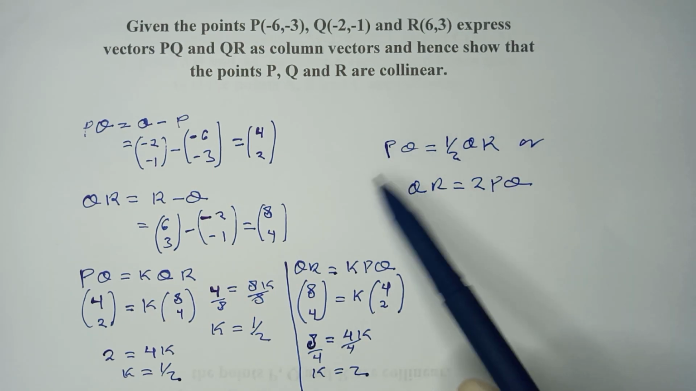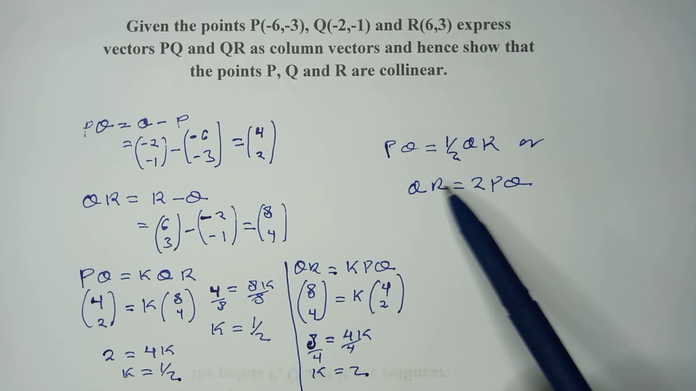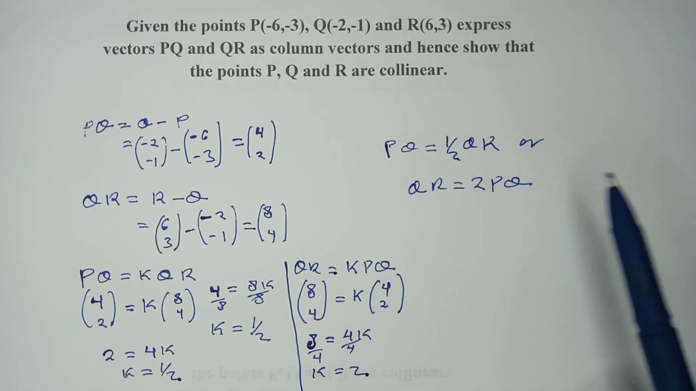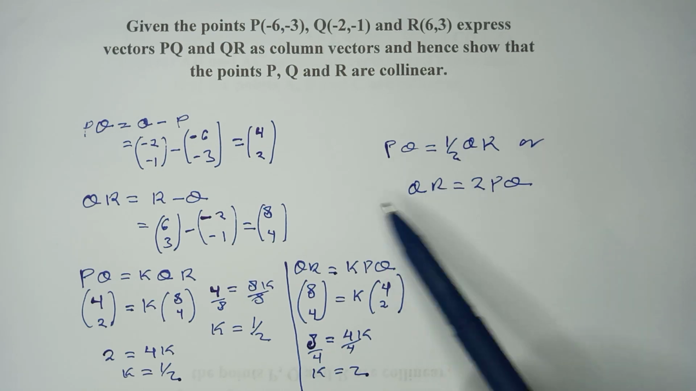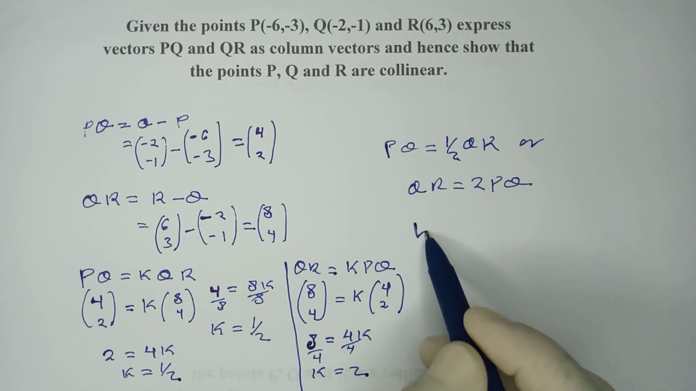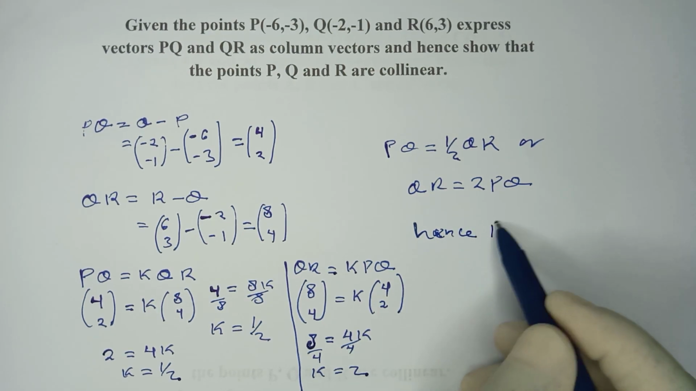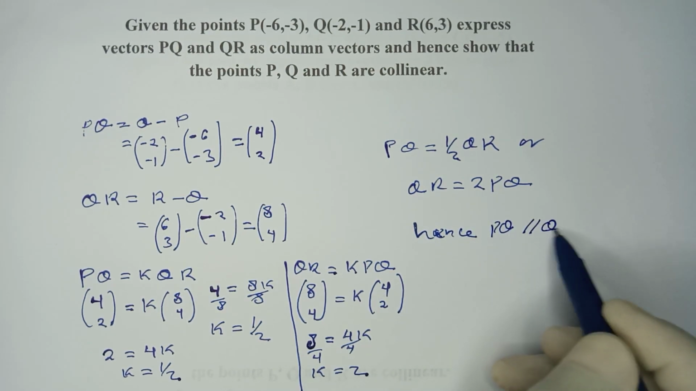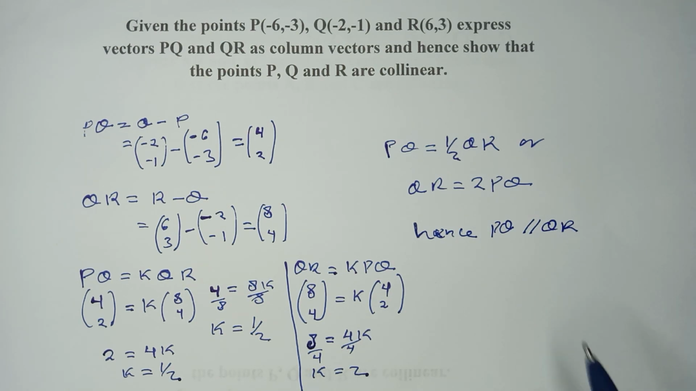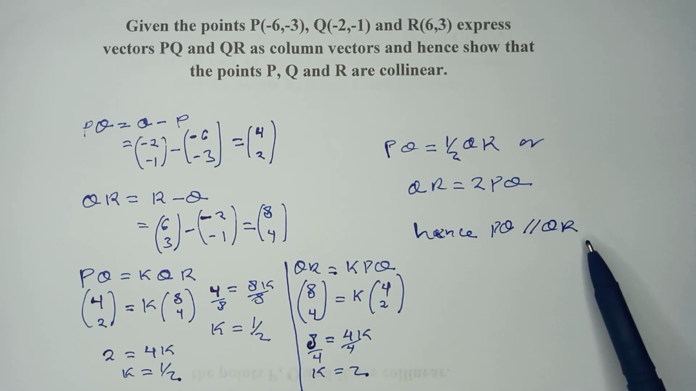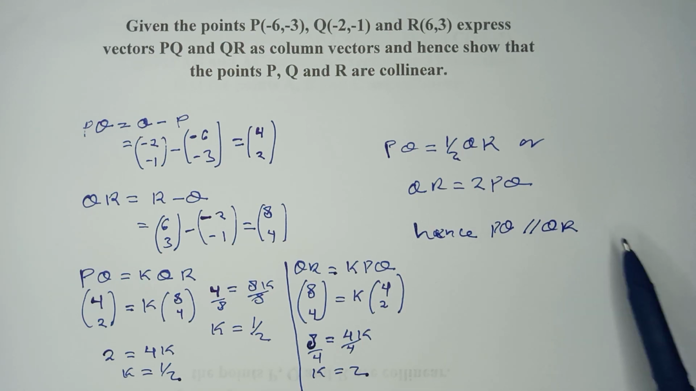So you can choose either this one or this one. We have expressed PQ or QR as a scalar multiple of the other. When you do this, you come and say hence PQ is parallel to QR. You have shown that PQ or QR is a scalar multiple of the other, then you write it this way to show that they are parallel.